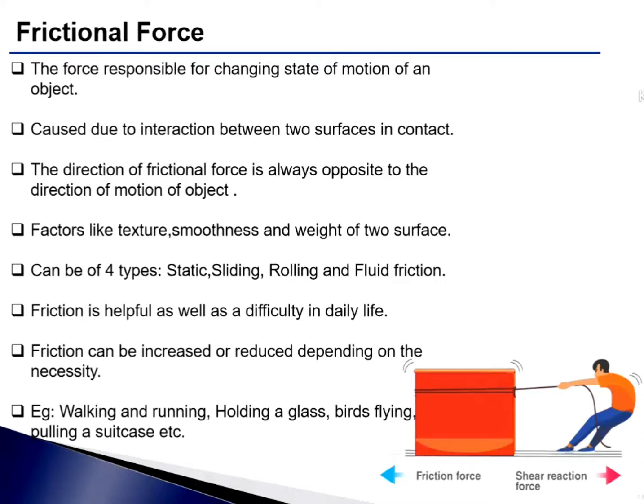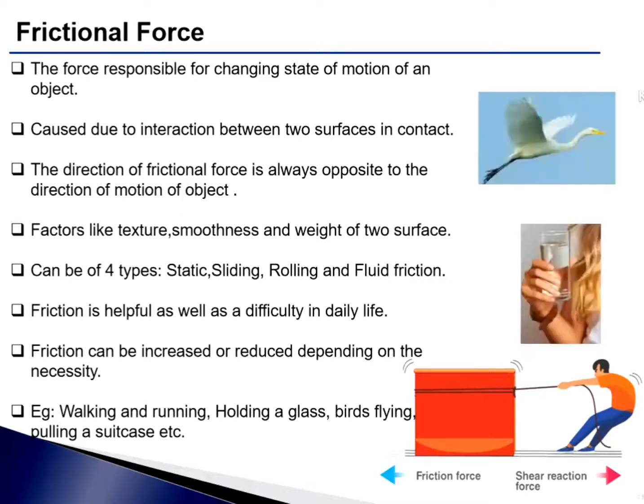Since force of friction is a result of two interacting surfaces, it is dependent on the texture of the surface and also on the weight of the body on which it acts. The rougher the surface, the more the frictional force. Similarly, the smoother the surface, the less the friction. Friction force is of four types, namely static friction, rolling friction, sliding friction, and fluid friction. Of all these, rolling friction has the minimum magnitude. Walking, running, swimming, birds flying, etc. are some examples where we encounter frictional force daily.